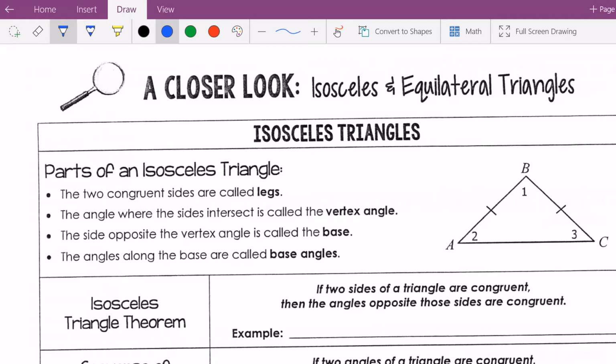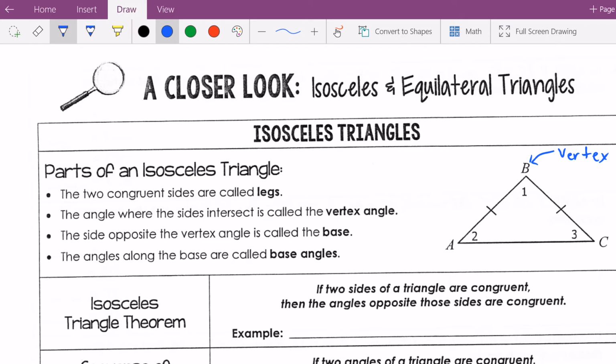Alright, for today we're going to take a closer look at isosceles and equilateral triangles. On an isosceles triangle, you have two sides that are congruent. Those two sides are called the legs. The angle where the sides intersect is called the vertex angle.